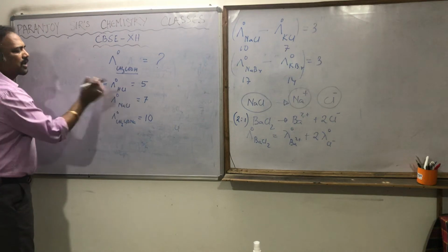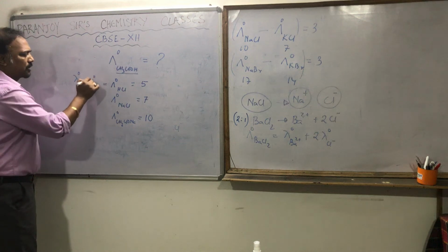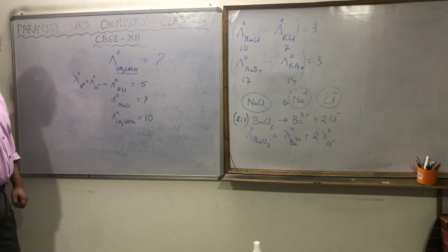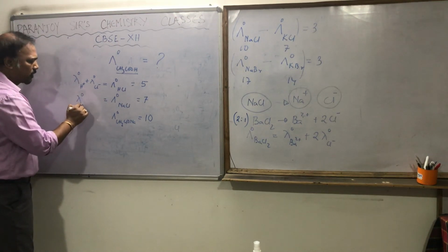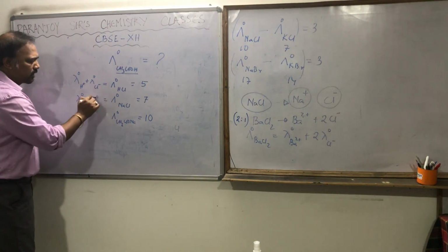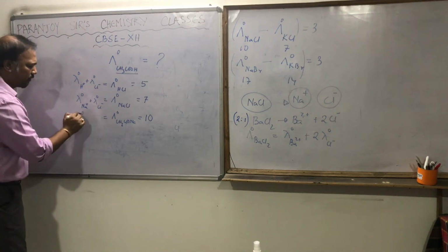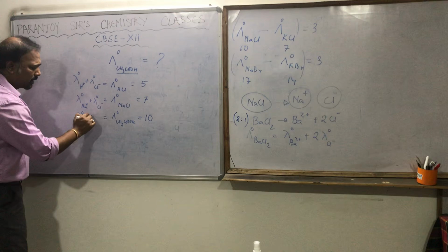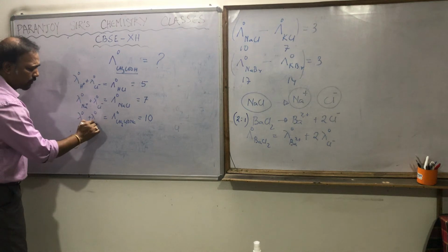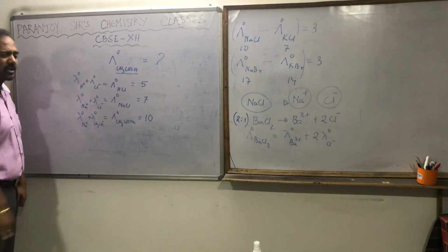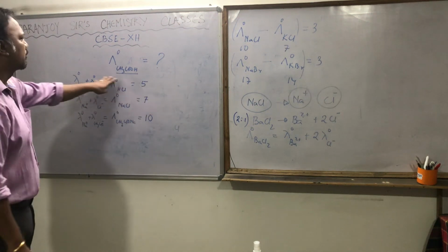What is lambda 0 for HCl? According to Kohlrausch's law of independent migration, it is lambda 0 for H positive plus lambda 0 for Cl negative. Lambda 0 for NaCl is lambda 0 for Na positive plus lambda 0 for Cl negative. And lambda 0 for sodium acetate is lambda 0 for Na positive plus lambda 0 for CH3COO negative, since that is how it is dissociated. These values we know.